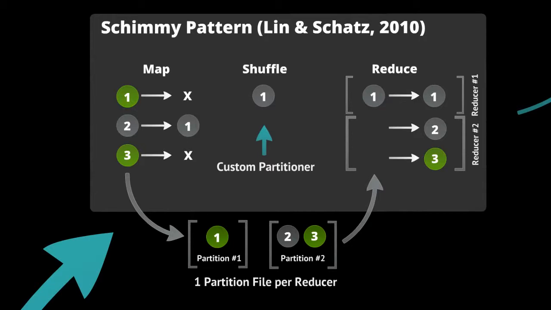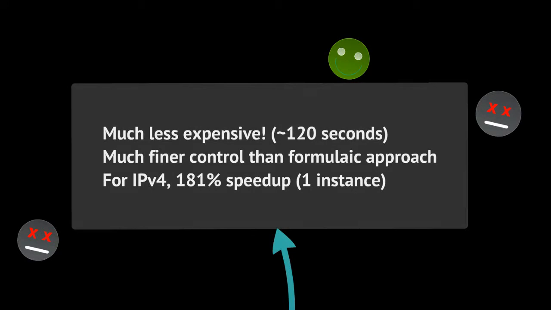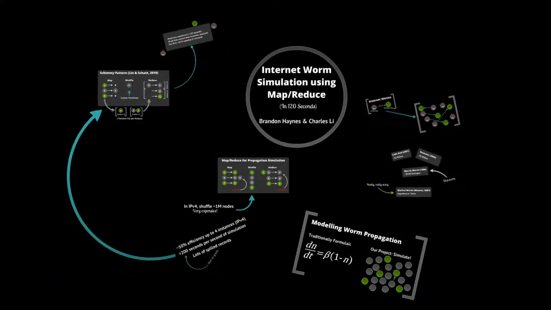Now this requires good communication with the HDFS for delivering these partitions, and of course we'll need a custom Hadoop partitioner. The application of this pattern yielded good performance improvements over our naive approach, and our simulation approach offers some attractive qualities over existing formulaic methods. So let's look at a demo on a very small network.